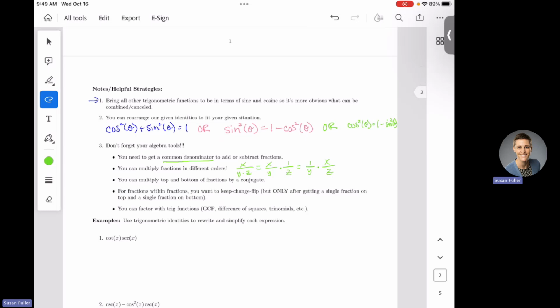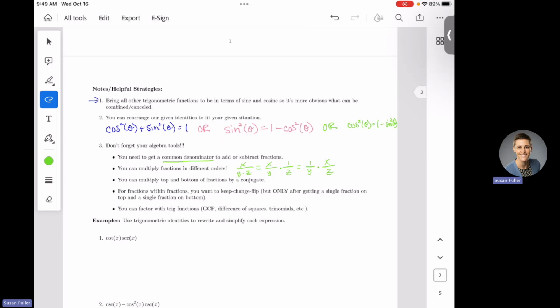We can really put this in any order that we want and rearrange as long as it's multiplication, right? You can switch orders of things with multiplication of fractions. So that's something that's going to help us.